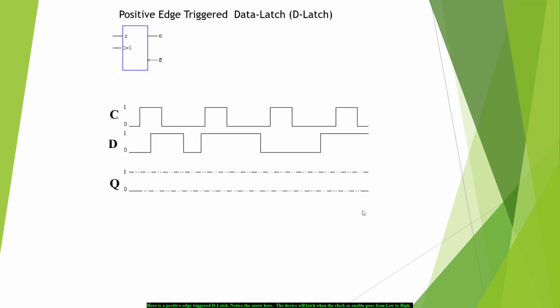Here's a positive edge triggered D-latch. Notice the arrow here, and the device will latch when the clock or enable goes from low to high.